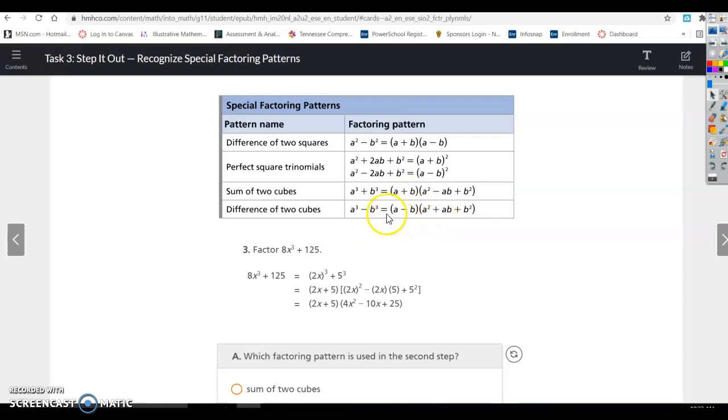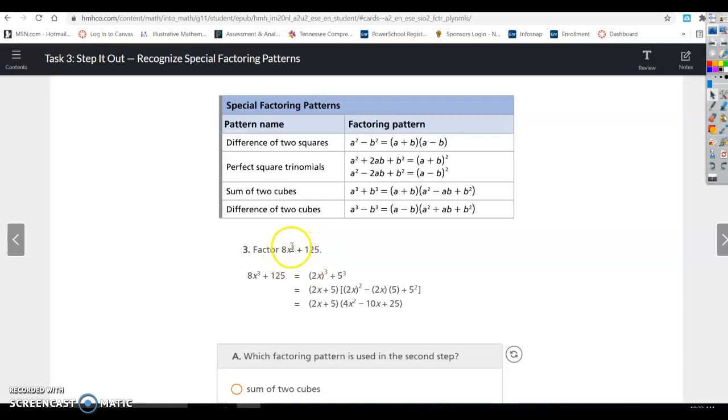All right, and right here it's a cubed minus b cubed. And again, it's a minus b times a squared plus ab plus b squared. So you can see that except for these middle signs here, these are very similar as well, just like the perfect square trinomials. All right, this is factor 8x cubed plus 125.